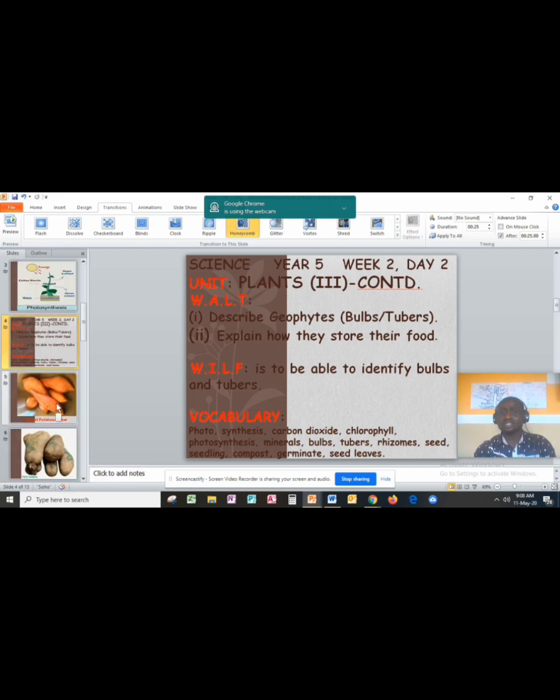What are geophytes? Geophytes are simply plants that produce their food by the extension or the swelling of their stem under the ground. These are plants we call geophytes. The word geo stands for earth, phytes stands for plants. When you combine the two words together, it's talking about earth plant. Another word for earth is sand or soil. So in a nutshell, plants that produce their food under the soil when it is fully mature are called geophytes.